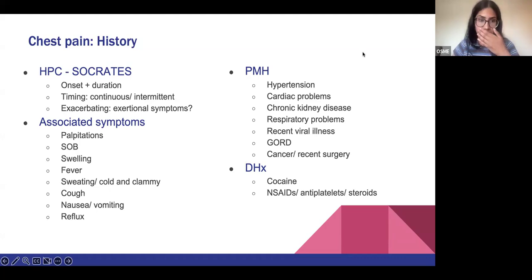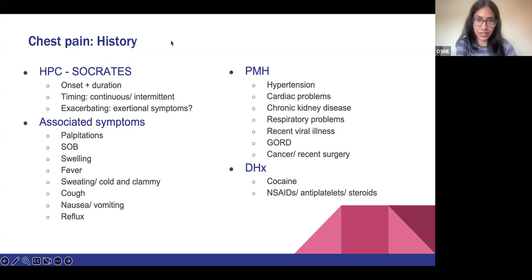Sorry, so the associated symptoms again can point you towards different, or narrow down your differentials. If you're having chest pain with palpitations, it's almost always going to be a cardiac cause, unless it's like panic disorder. If you have the combination of shortness of breath plus swelling, you might think it's heart failure. Whereas if you have shortness of breath plus productive cough, it might lead you more towards a pneumonia or respiratory cause.